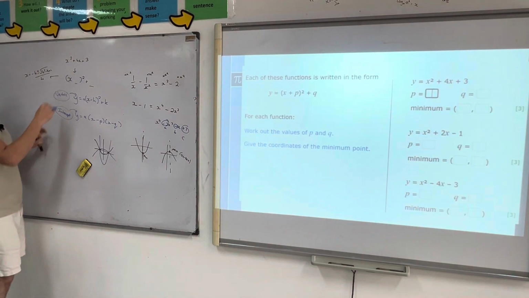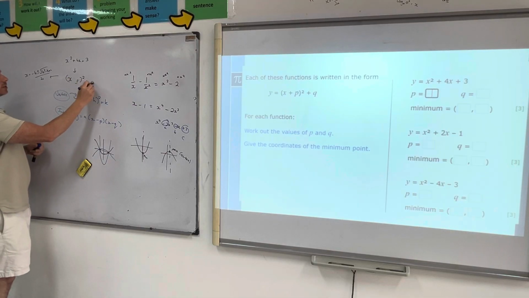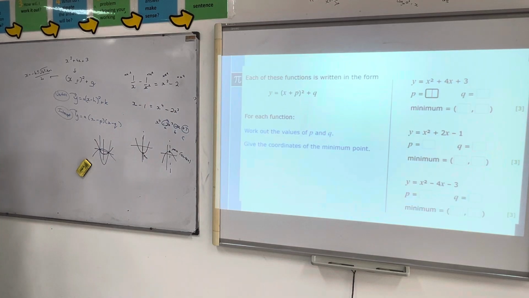So when you rearrange it in this form, this will be p and this will be q. We need to go over this. So this is one of the things we need to go over.